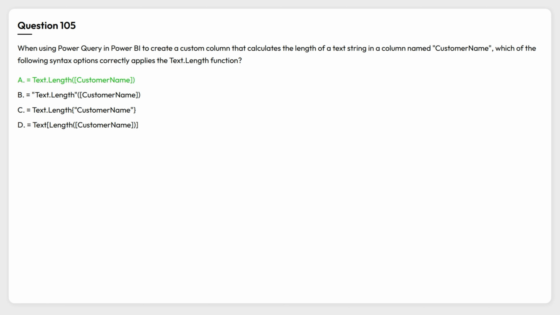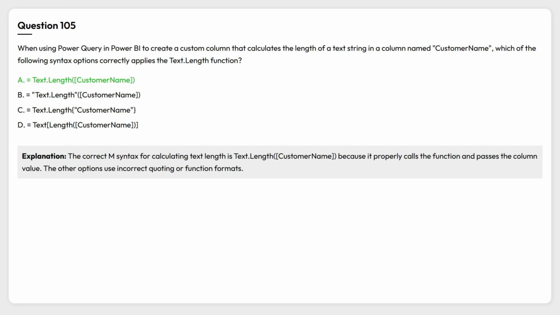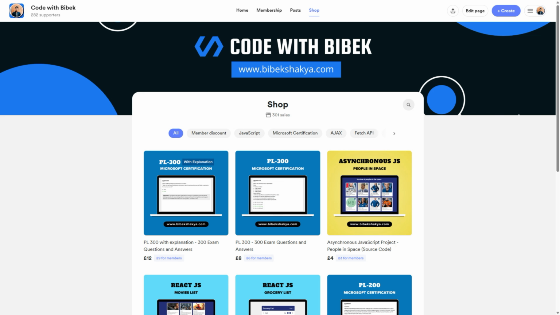The correct answer is option A. The correct M syntax for calculating text length is text.length customer name because it properly calls the function and passes the column value. The other options use incorrect coding or function formats.